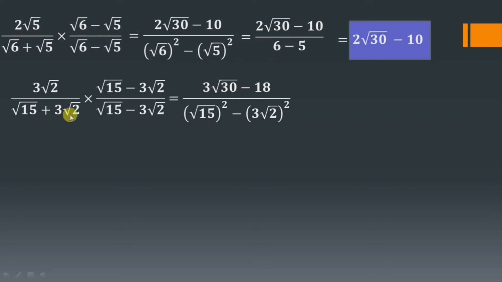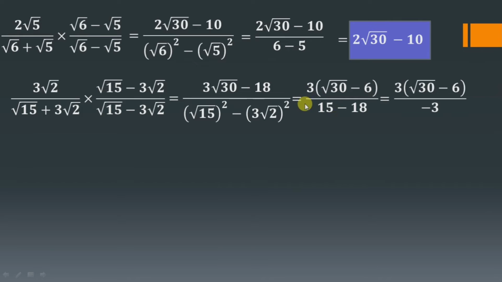This is in the form (a plus b)(a minus b), which means a square minus b square, that is root 15 whole square minus 3 root 2 whole square. Now from here I'll take 3 common out. When I take 3 common out, root 30 minus 3 into 6 is 18, divided by the square of root 15 is 15 minus the square of 3 root 2 is equal to 18, that is 15 minus 18. How come this? The square of 3 is 9 and the square of root 2 is 2. So 3 3 is 9, 9 2 is 18.